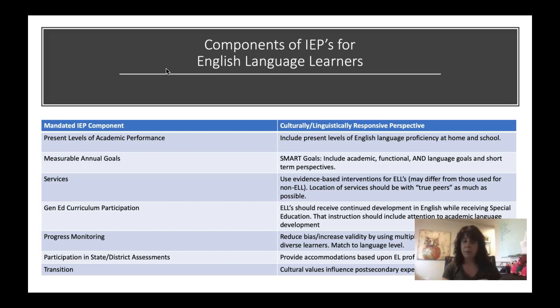You want to make sure that the progress monitoring and all of these documents are in a language that can be understood by the family. When we think about participation in statewide and district assessments, we want to make sure that the student has appropriate accommodations that are based upon their English language proficiency level. And when we think about transition, we'll talk about it a little bit later on in the semester, but a lot of times different cultures have different values that influence those post-secondary expectations.